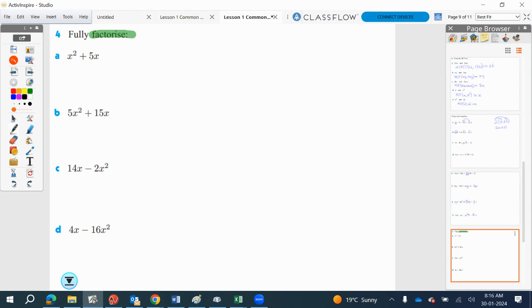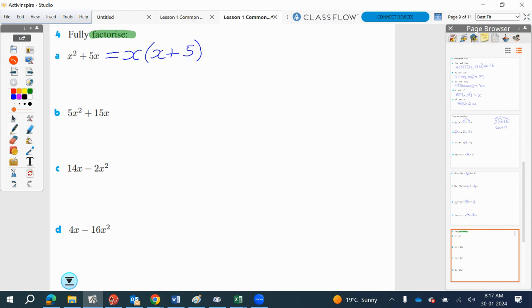So when we fully factorize, we have to look at the highest common factor of x squared and 5x. What would that be? X. So we put x outside the bracket, and then we use the distributive law backwards to decide what would have been in the bracket. So we're going to have an x plus 5.